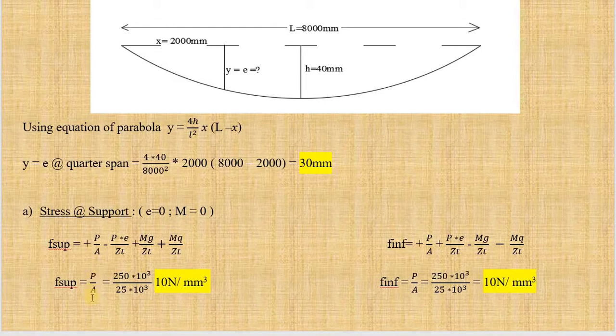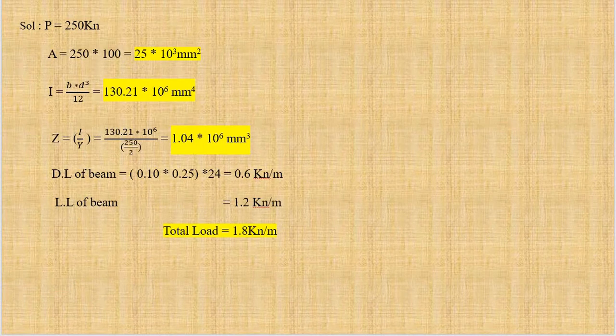The remaining thing is P by A. We know P is 250 kilonewton. So 250 into 10 power 3, meaning convert that kilonewton into Newton, and the area is 25 into 10 power 3 mm square.